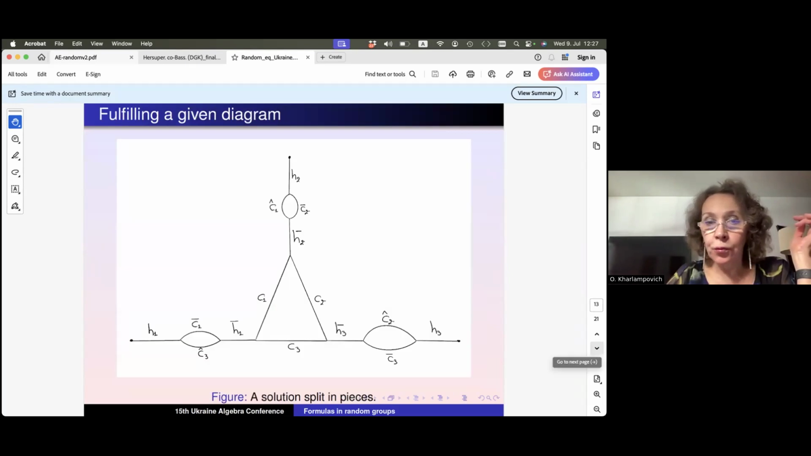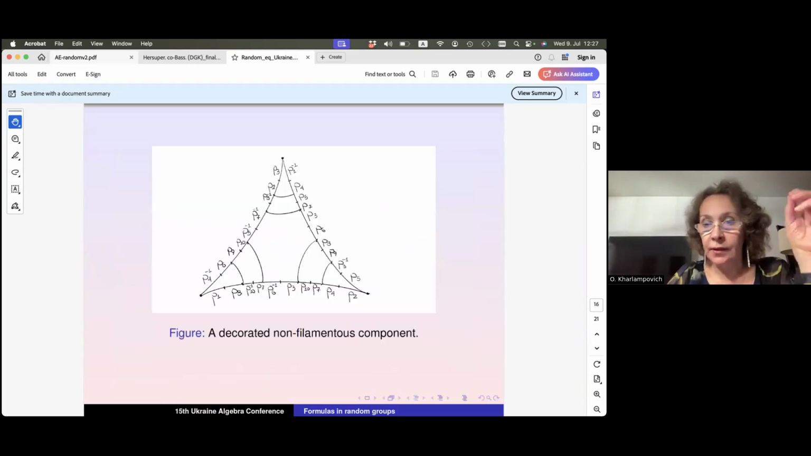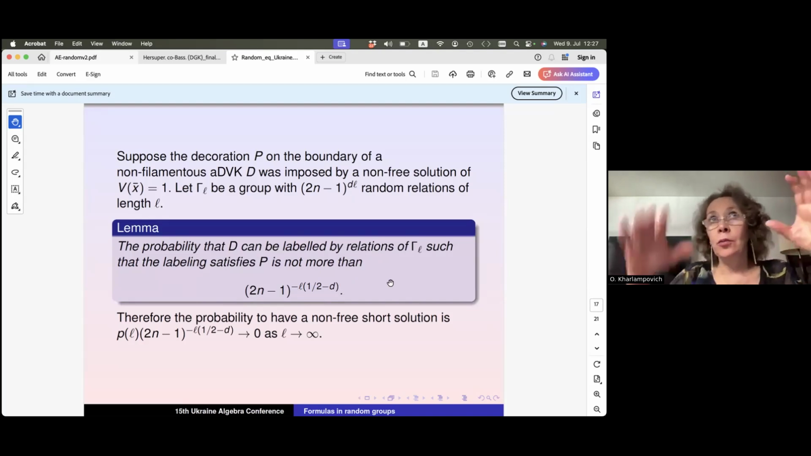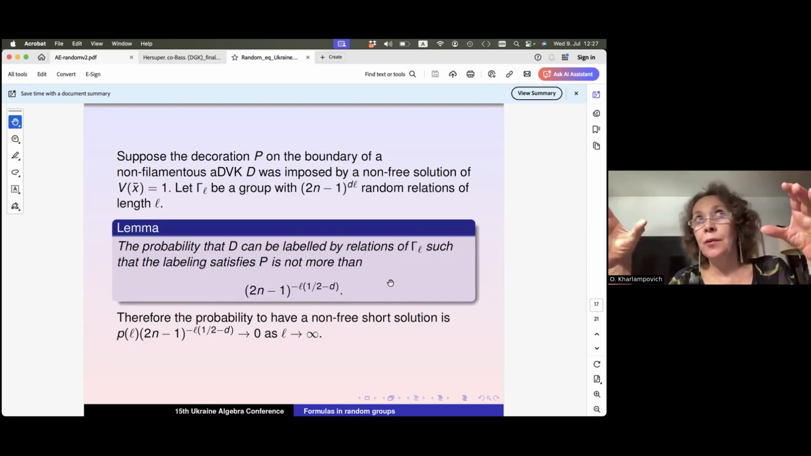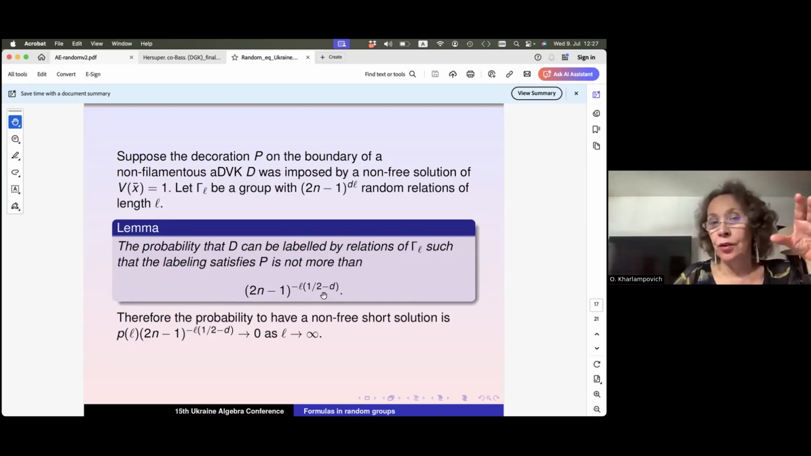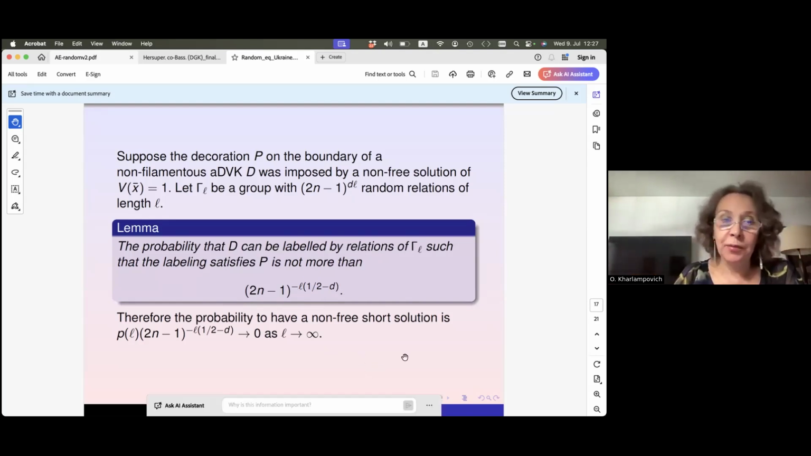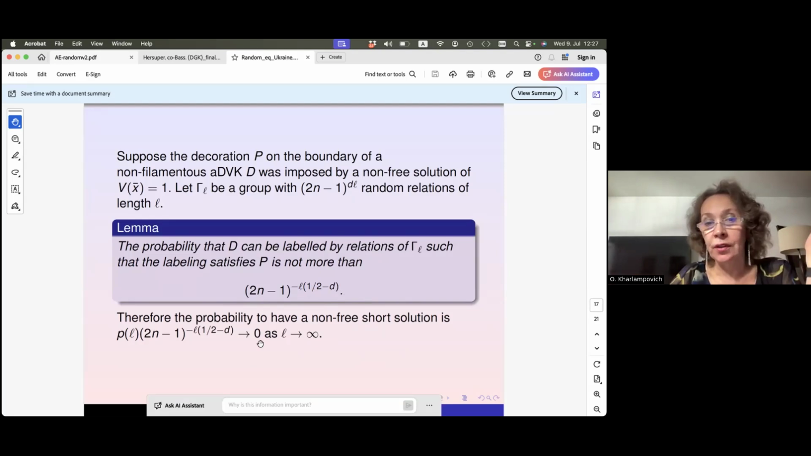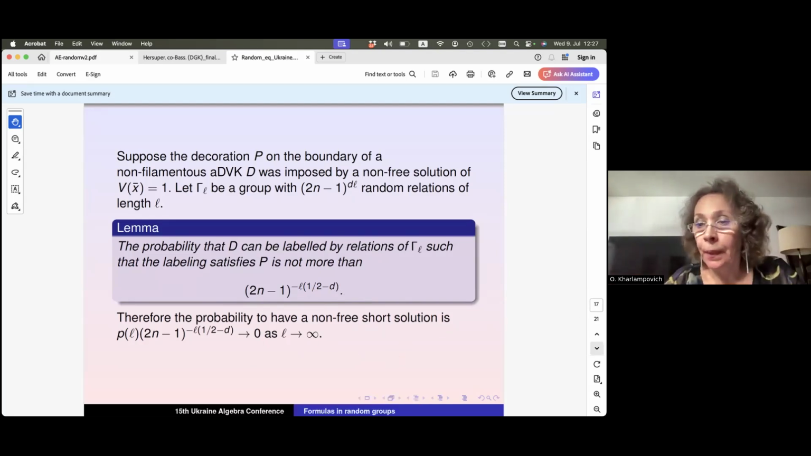And the probability to fulfill one diagram, this is what I was explaining here, the probability that the diagram can be labeled by relations of the group Gamma_L of length L in the model goes to zero exponentially fast in L. So we have a polynomial number of diagrams, and for each of them the probability to fulfill the diagram goes to zero exponentially in L. Then the probability to have a non-free short solution goes to zero as L goes to infinity.